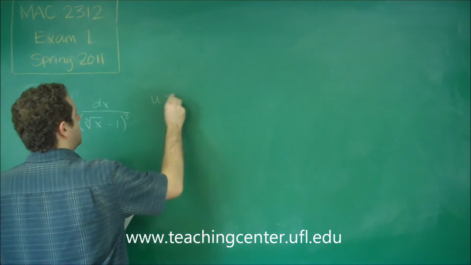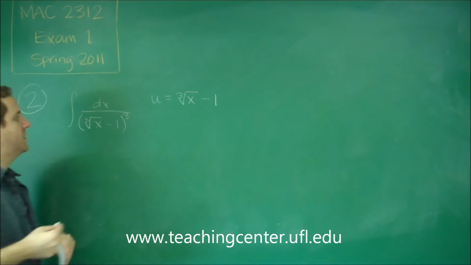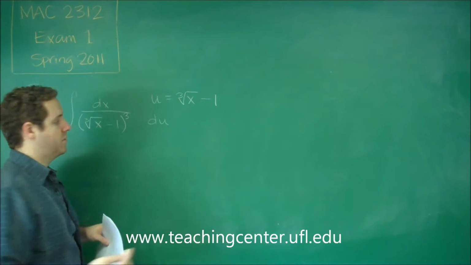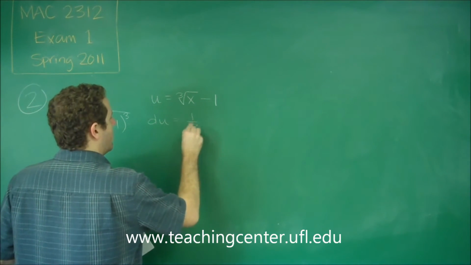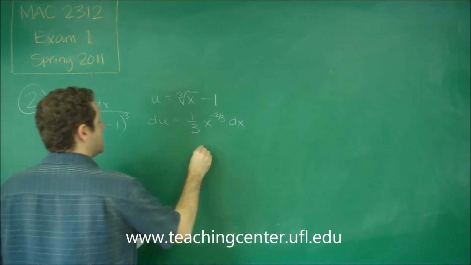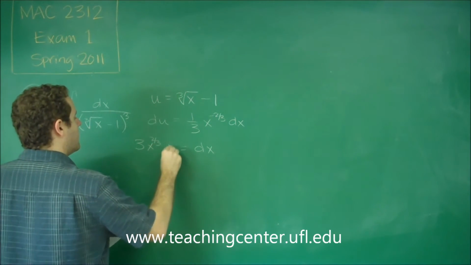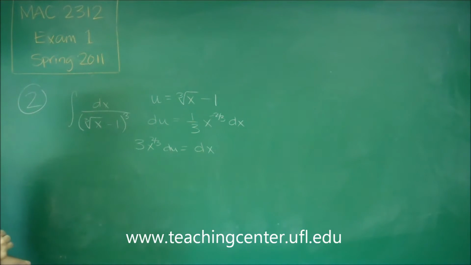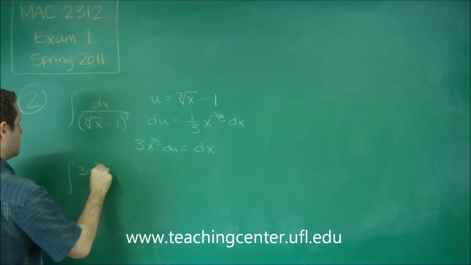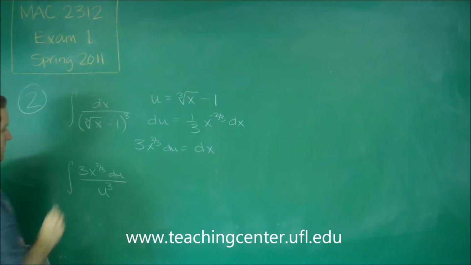So you want to call u equal to the inside of the parentheses. And let's figure out what our substitution for dx is. So du then, remember this is x to the 1/3, is going to be 1/3 x to the negative 2/3 dx, and if you solve for dx, you're going to get 3x to the 2/3 du. So let's plug all that in. Our integral now becomes, instead of dx, 3x to the 2/3 du. On the bottom, we have u to the third.